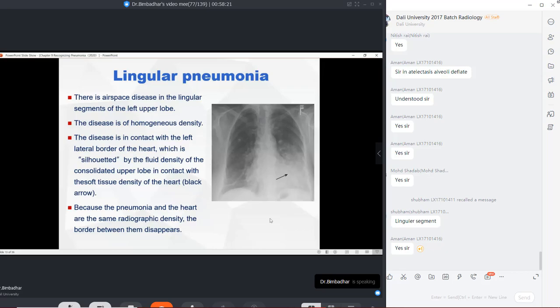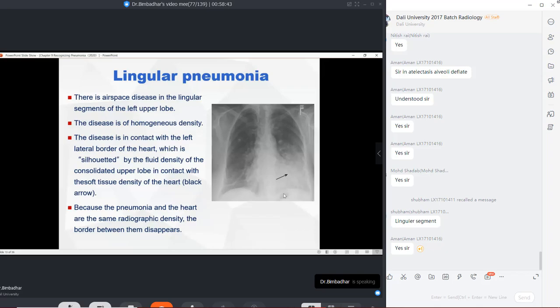It can be entirely different. You see here, that's the reason we are trying to use the silhouette sign, and that's the reason the radiologist's report plays a very important role in clinical setups. Now, this is the silhouette sign. Let me repeat it once again.